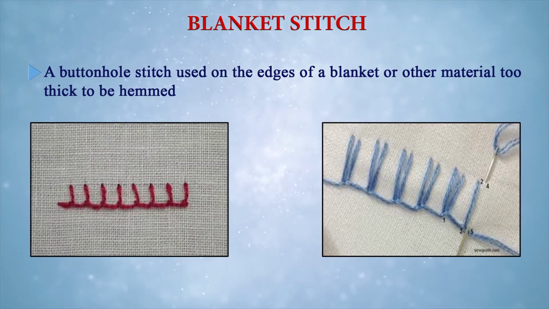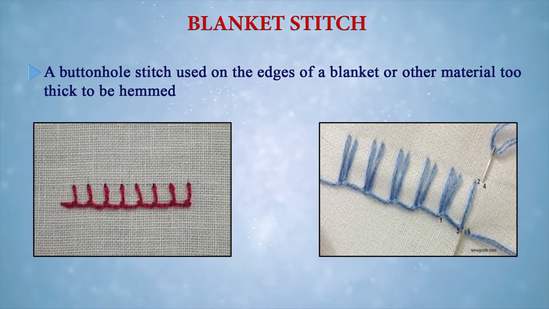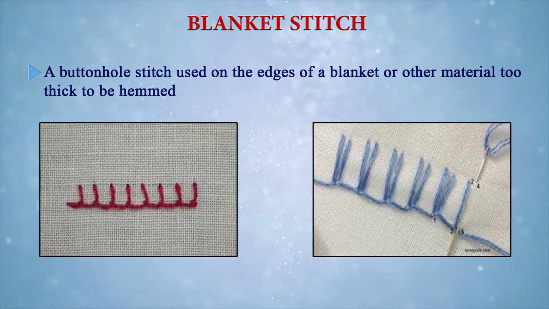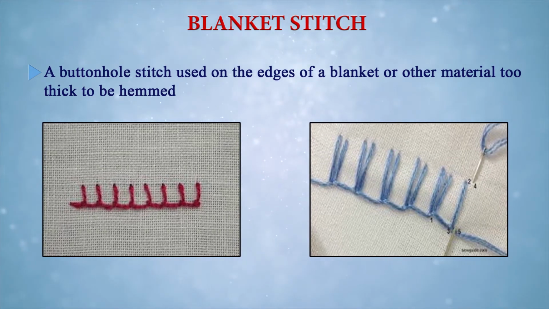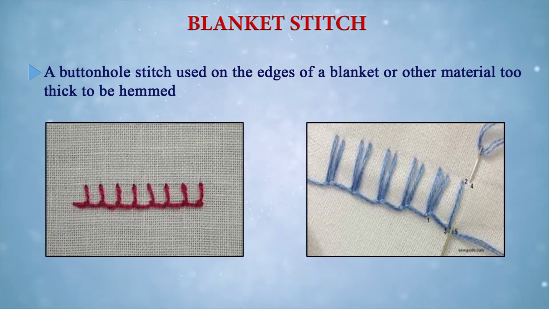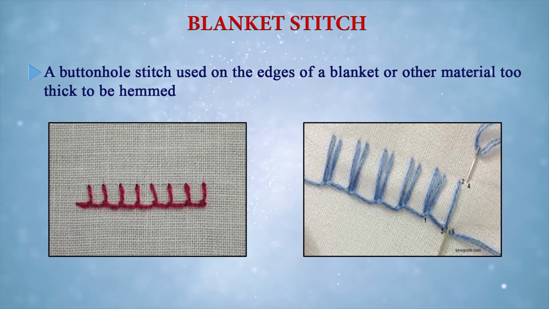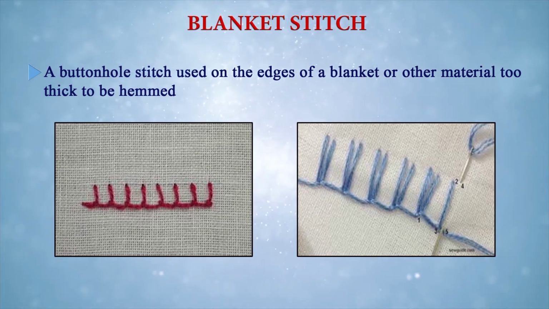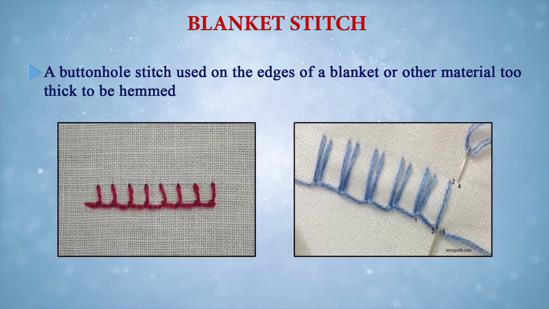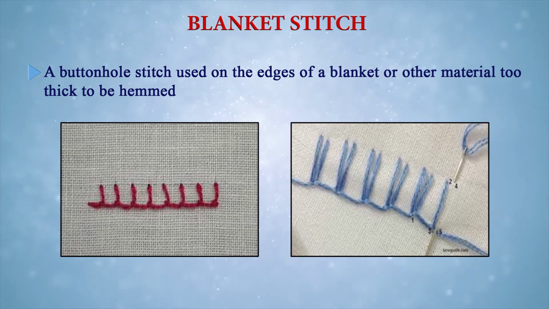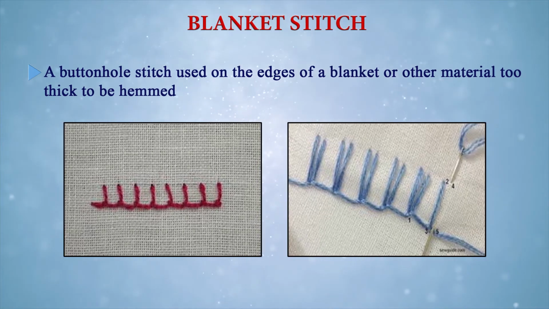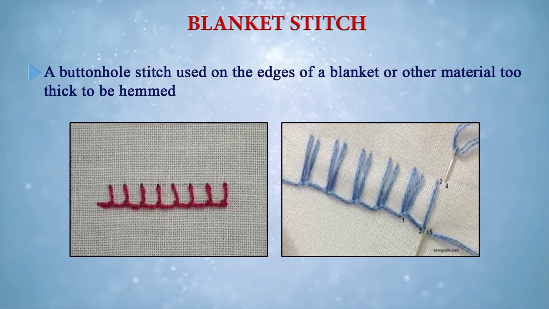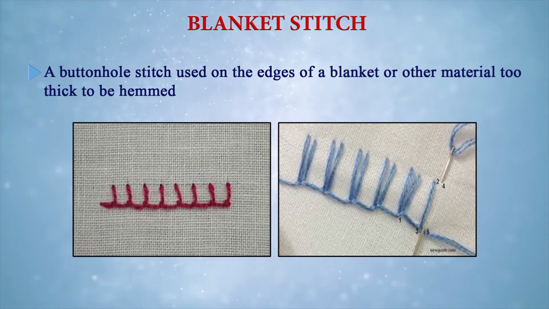Then we have the blanket stitch. It is also known as the buttonhole stitch. We generally use it to put on or secure buttons on the garment. The buttonhole stitch is used on the edge of a blanket or material too thick to be hemmed. Like if we have a thick fabric and we want to sew it by hand stitches, we use the blanket stitch, and it is used to secure the fabrics at the hemline.